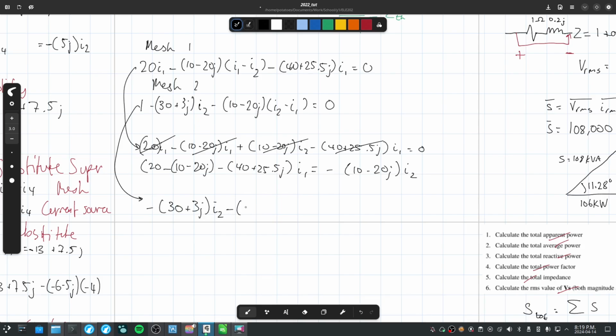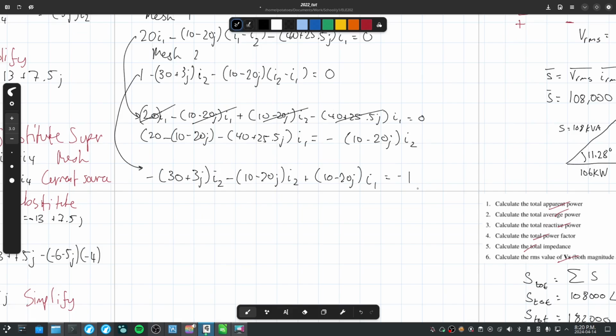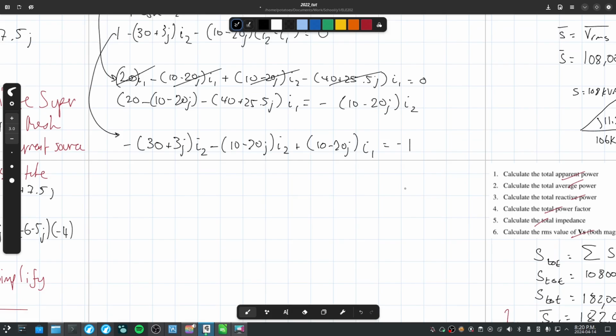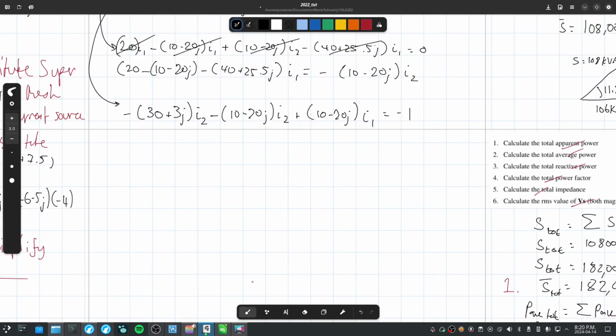I2 minus 10 minus 20j. This is I2 plus 10 minus 20j. I1 is equal to negative 1. I just keep isolating until I have one equation, one variable. It does work. It does work.